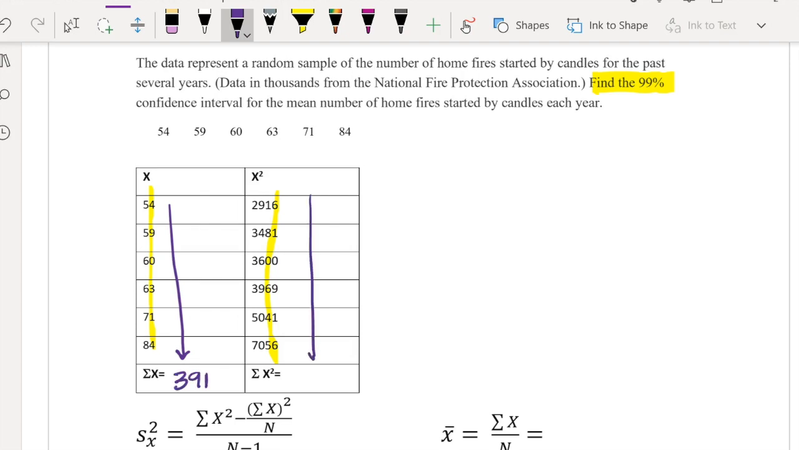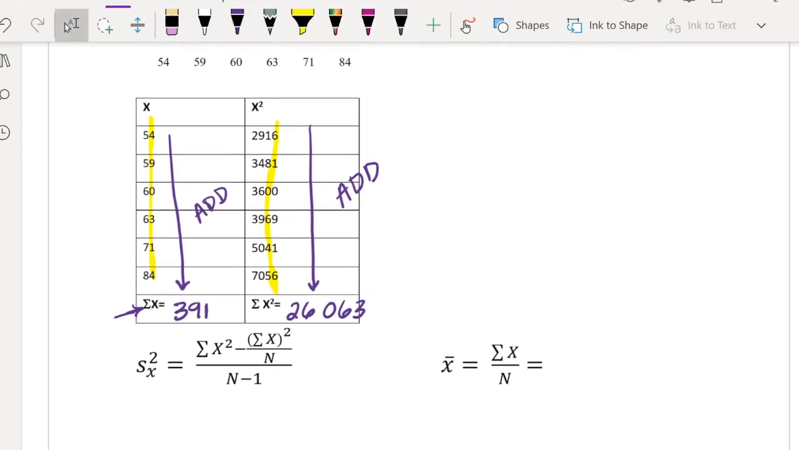When I add, and remember, that's what this symbol tells you, that you need to add, when I add the second column, I get a giant number, 26,063. Okay, so I need to find what my n is, what my s is, and what my x bar is. So my n is 1, 2, 3, 4, 5, 6.